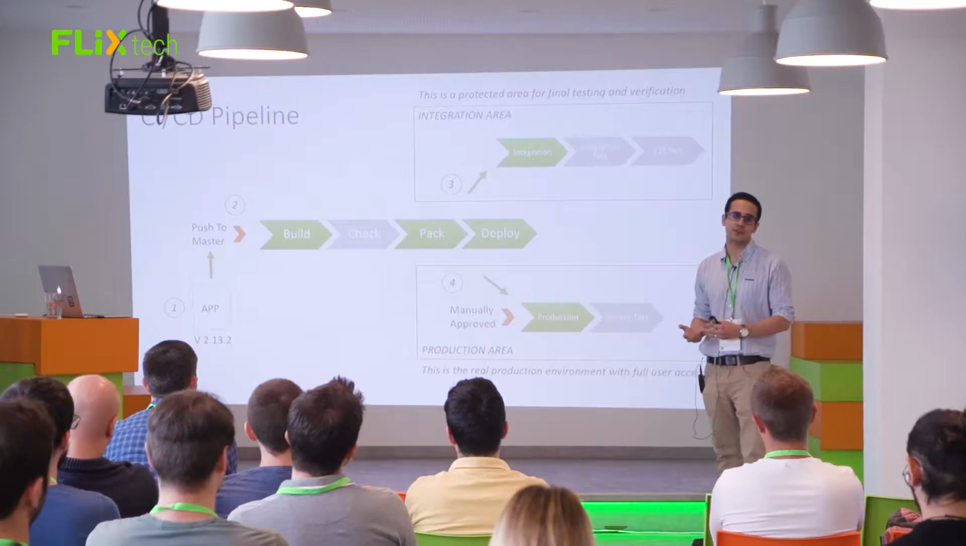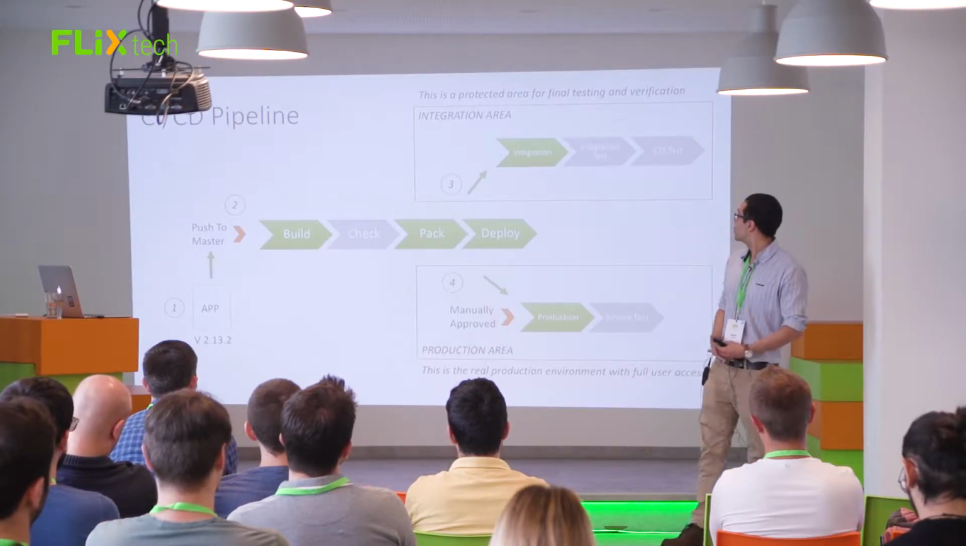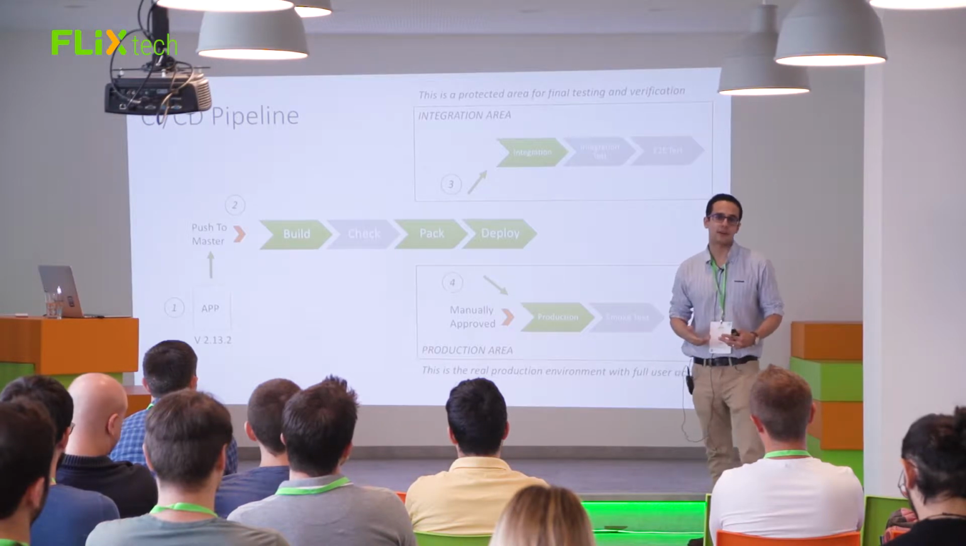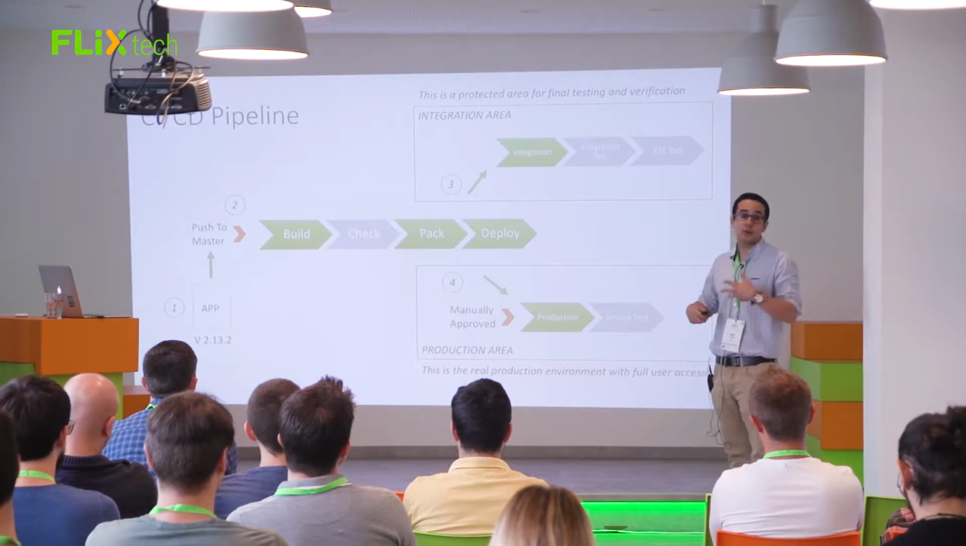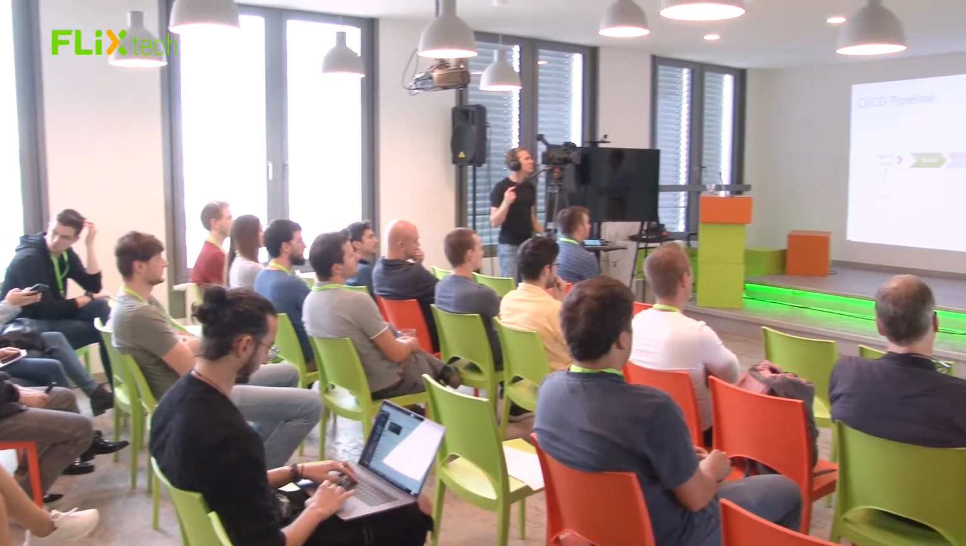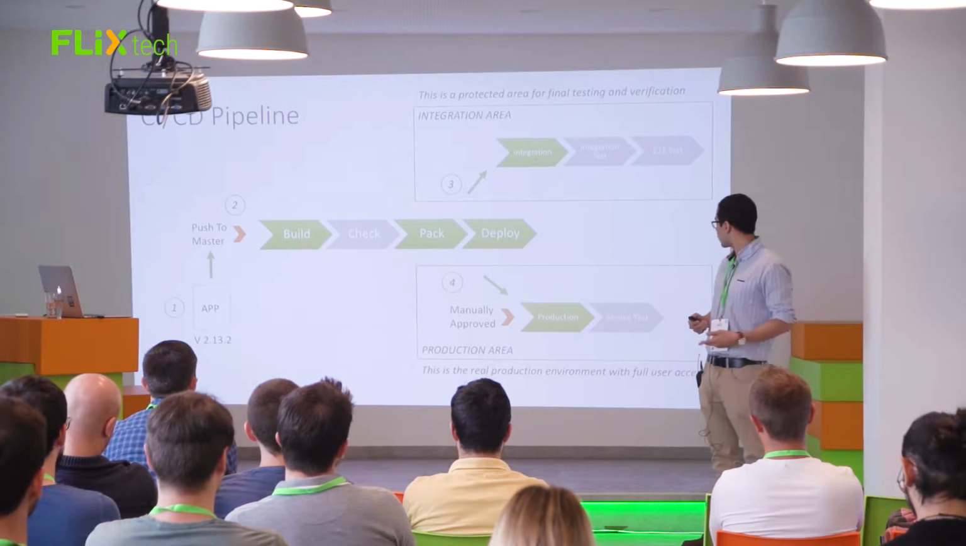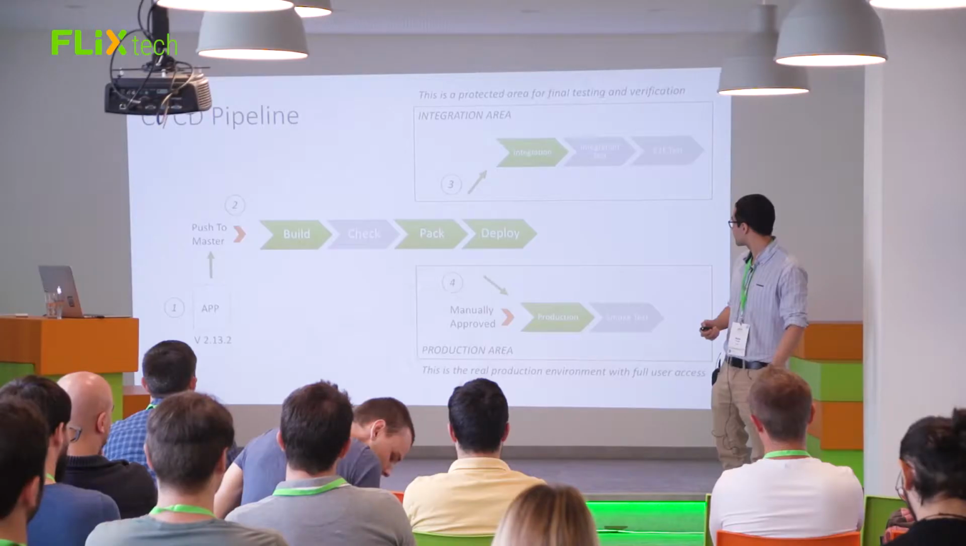We basically have two areas at Charter: an integration area and a production area. In the integration area, we run some tests. Some of them are manual, and some are automated, like the E2E tests. In the production area, whenever we know that everything is working fine in integration, we deploy to production with a click on a button, and then it is deployed automatically.